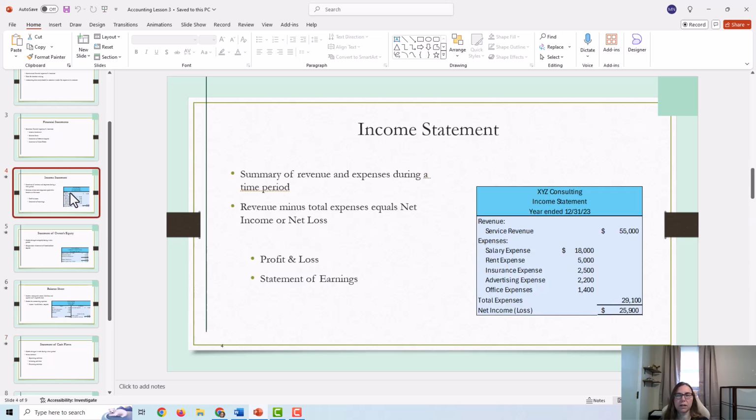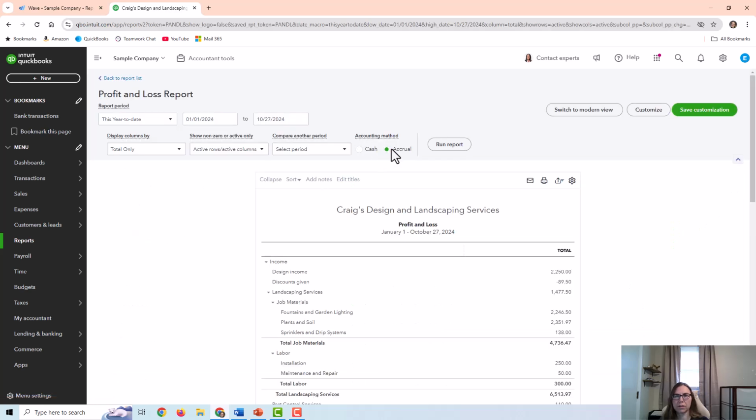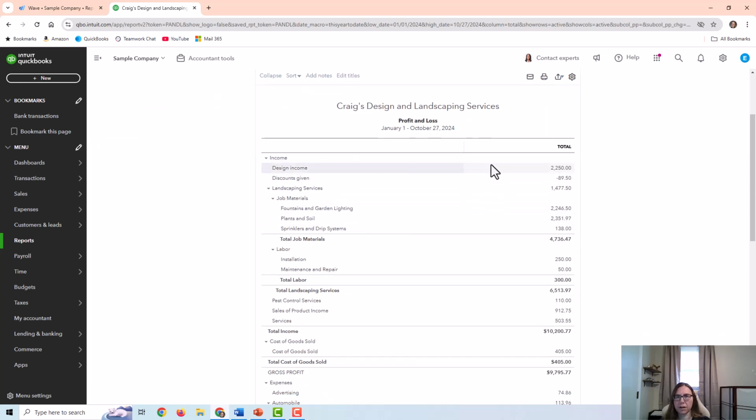So let's look at the income statement first. So in QuickBooks, it's called the profit and loss. And you can run this accrual-based or cash basis. I'm going to talk about cash versus accrual in a later lesson, but usually when you learn accounting in a textbook format, you're learning accrual basis. Okay, so here's the income at the top, and you can see that they have several different income categories and even some subcategories. And then down here, you'll see total income.